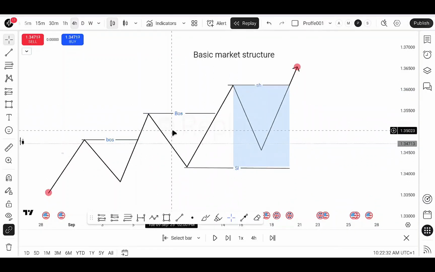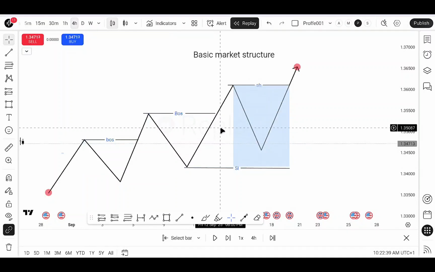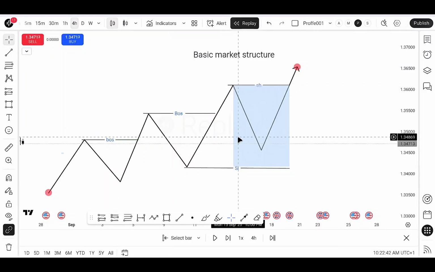This is what I'm explaining here: directional bias. I'm going to explain points of interest, then I'll explain lower time frame confirmation, which is very, very important. Lower time frame confirmation is the most important aspect of this video. I wouldn't want you to miss it, right?